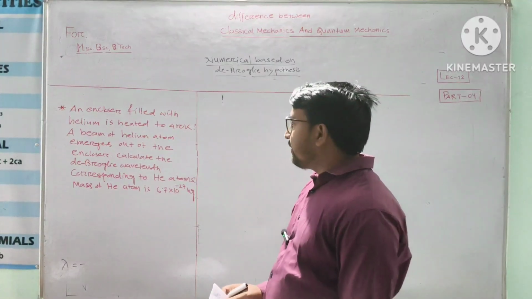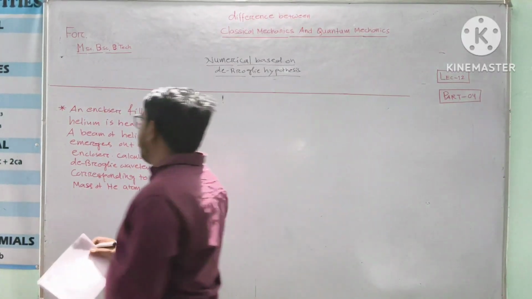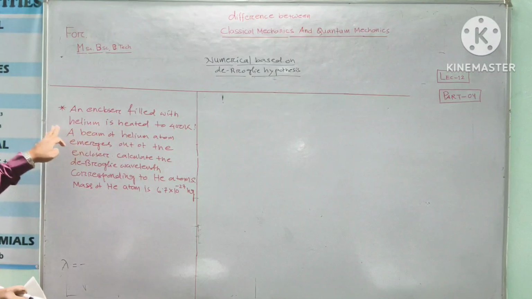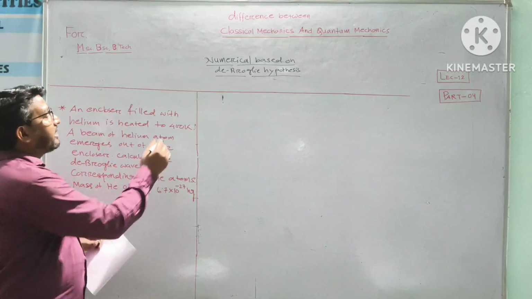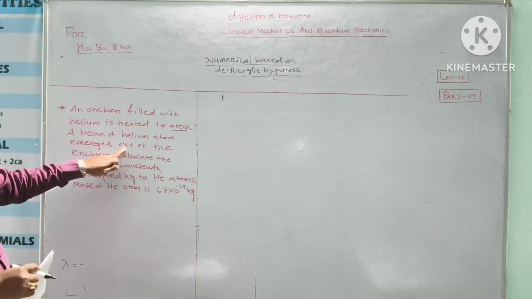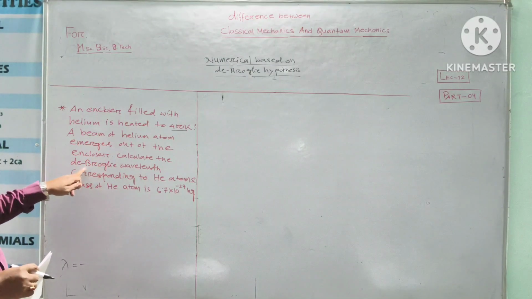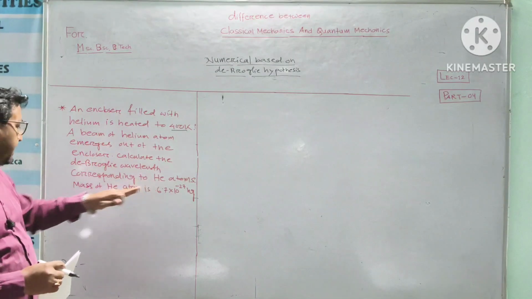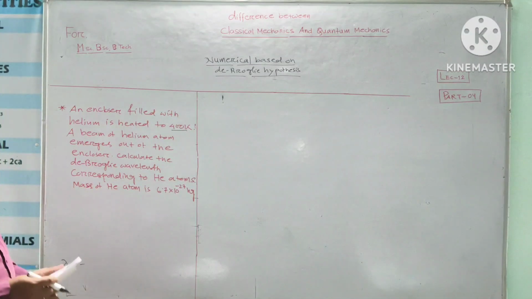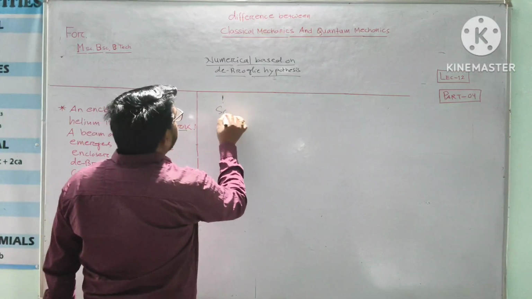Okay, our last numerical problem is an enclosure filled with helium is heated to 400 Kelvin. This is temperature 400 Kelvin. Okay, and a beam of helium atom emerges out of the enclosure. Calculate the de Broglie wavelength corresponding to the helium atom, and given mass of the helium atom is this. Okay, so the given information of this question we can write.